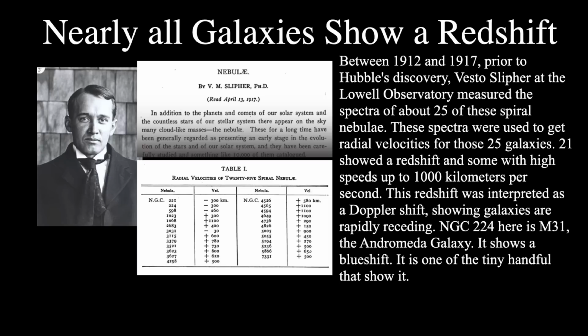And when you look closely, you see NGC 224. That is Messier object number 31, which is the Andromeda Galaxy. It shows a blueshift. That's why it's labeled a negative there. It's one of the very, very few that actually show a blueshift. Now, Vesto Slipher was one of the most important people in the history of astronomy because he's the one that opened the door for us to understand that these nebulae were not part of the Milky Way.